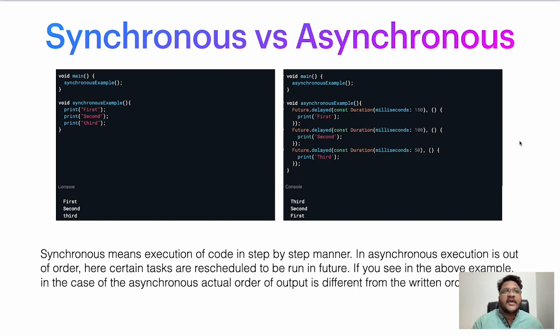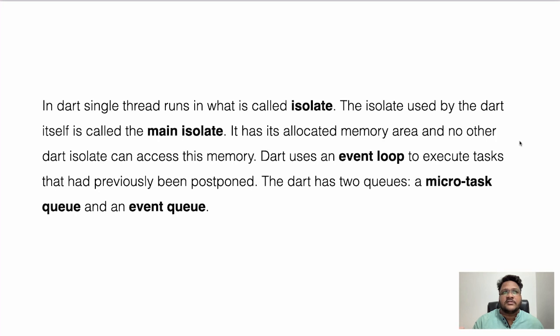As you can see in the examples given on the screen, the left side is synchronous and the right side is asynchronous. Each command on the left is running in a sequential manner, and it is printed in sequential manner in the output. But on the right side, we have given some delays, so it is not running in a sequential manner. This becomes asynchronous.